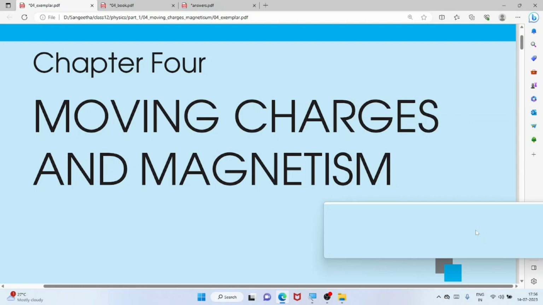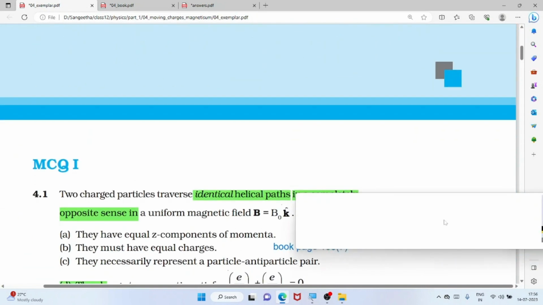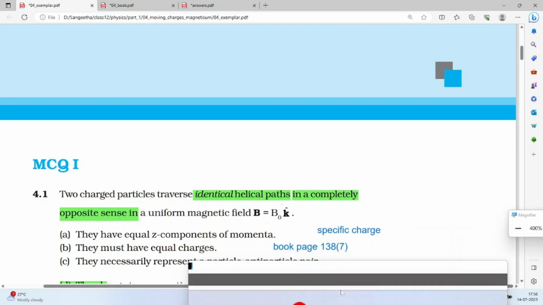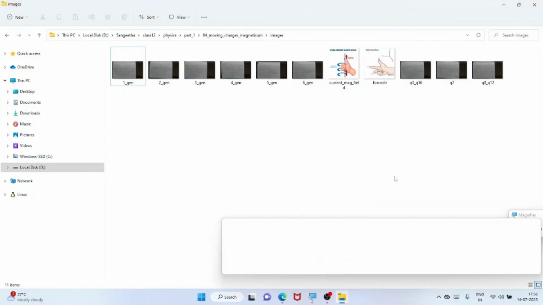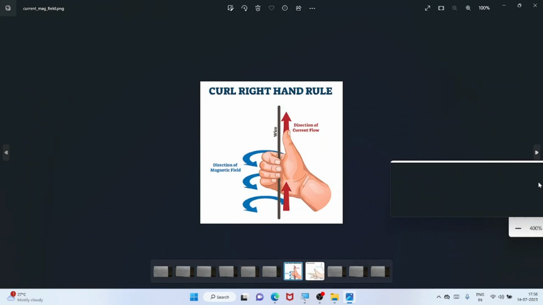Okay, we will go through the exemplar problems in the class 12 physics, chapter 4, moving charges and magnetism. Before going through it, I will show you some general information. How do you find the direction of the magnetic field?